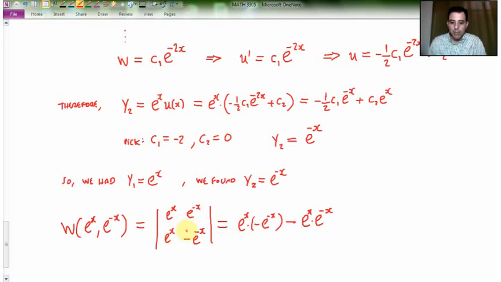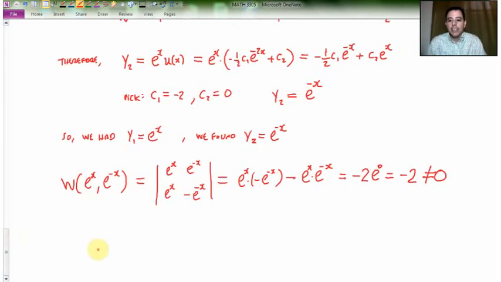Let's see. It's twice the same thing, so it's -2. e^x times e^(-x) is e to the 0 power, which is 1, so the result is -2. So this is never 0. Therefore solution 1 and the new solution we found are linearly independent.